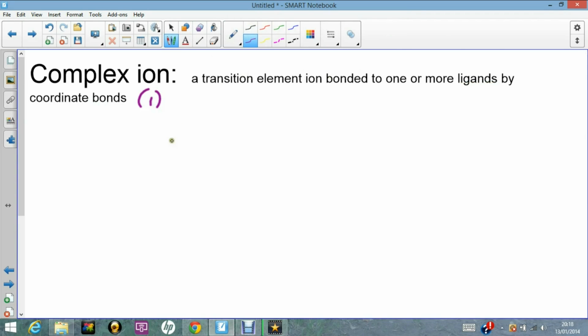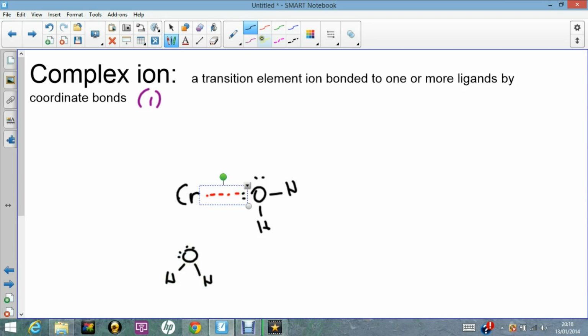So if we look at an example of what we mean, if we take a central metal ion of chromium and some water ligands, so there's water with its lone pairs. Chromium's obviously got empty d orbitals, so we're going to get the water donating its lone pair of electrons to form a coordinate bond. And this can happen quite a few times around central metal ions, so we get a number of coordinate bonds forming around that central metal. So what we've got forming here is a complex.